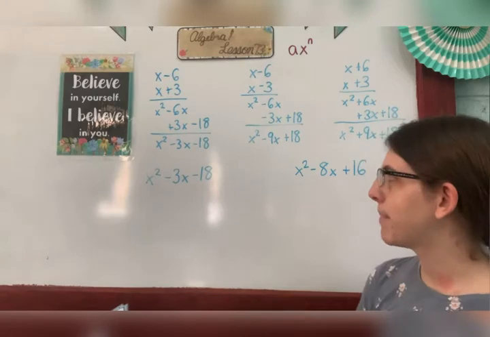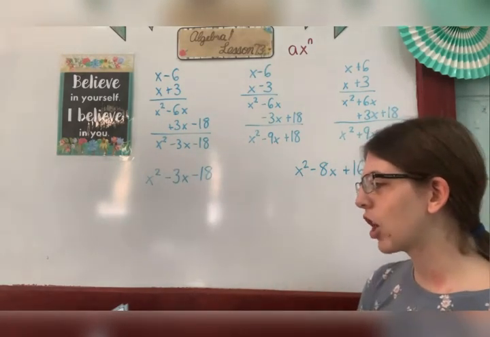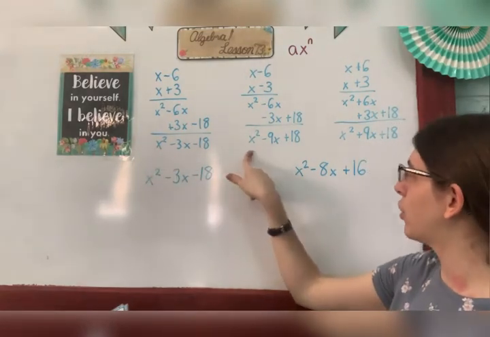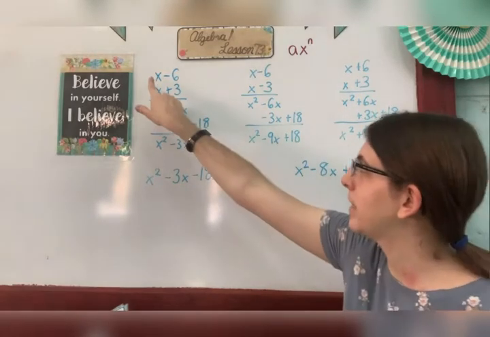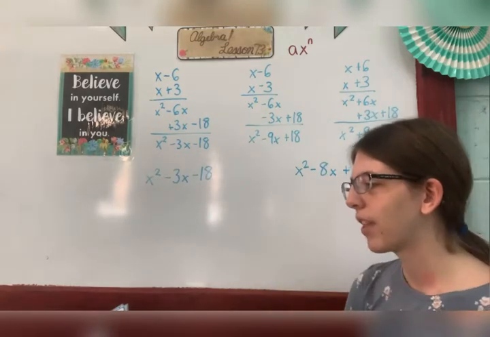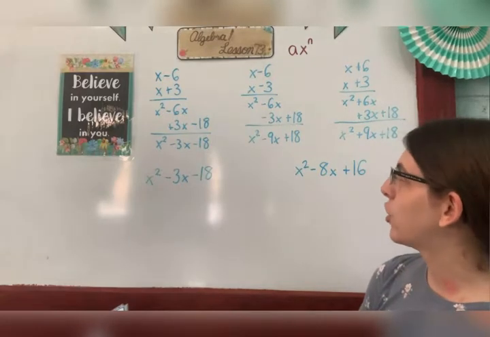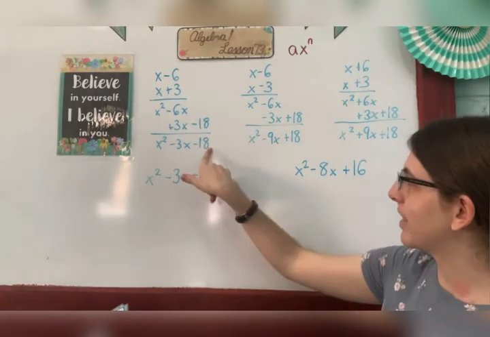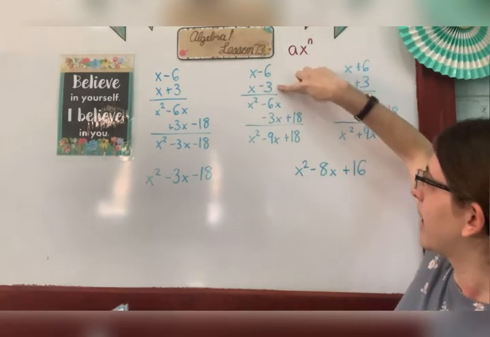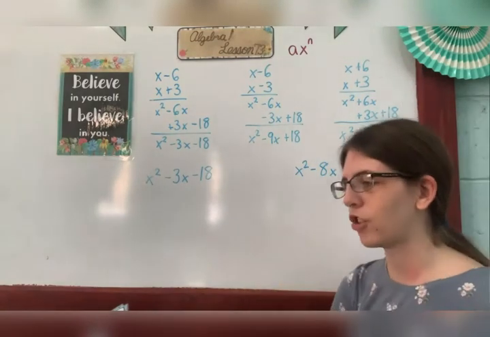Now I want you to notice something about these trinomials. The first thing is that the first term of the trinomial is the product of the first terms of the binomials. So that means it's a product of these first terms, x and x, you get x squared. The second thing is that the last term of the trinomial is the product of the last terms of the binomials. So this last term is a product of these last terms. Negative 6 times 3, negative 6 times negative 3, positive 6 times positive 3. You get your last term.